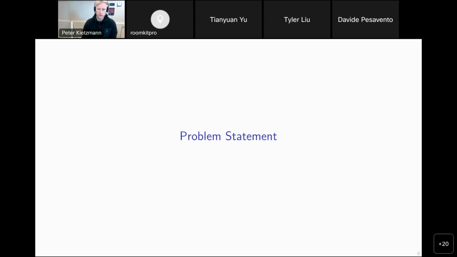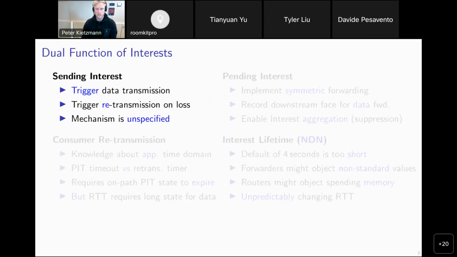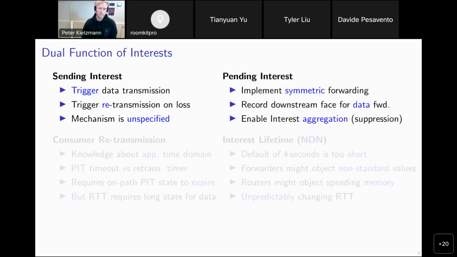So what are the problems when connecting these networks in a delay-tolerant manner? In the remainder of this presentation, I will focus on NDN-style ICN. So, as we all know, interests are central in the receiver-driven control loop of ICN. They trigger data transmission in the first place, and in the second place, they trigger retransmissions in case no corresponding data has been received within a certain time. But the retransmission procedure is unspecified.